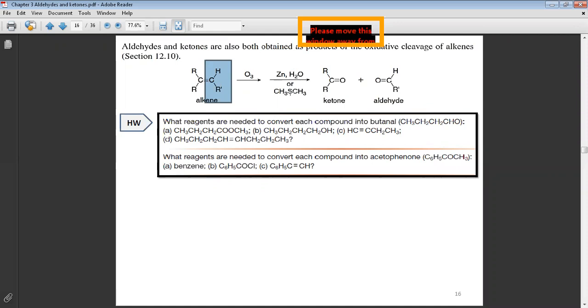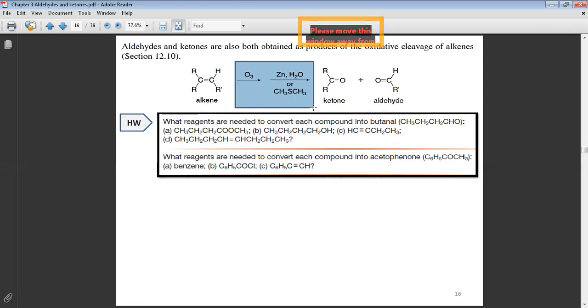This is the mercaptan compound, CH3SCH3. It is like an ether, but this compound is called a mercaptan. The mechanism is so complex for you, but I want you to know that the alkene can be converted to the aldehyde and ketone by reaction with ozone, ozonolysis, by this reagent. I just want you to memorize this.